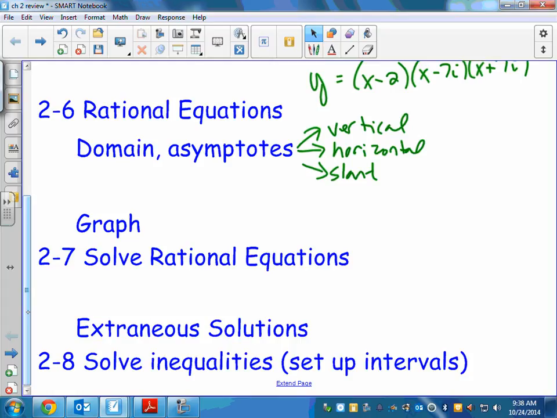Wait, can I ask a question? Yep. Domain. What did you say? When is that, like, for what? The domain is just what x can't be. So it's like everywhere but your asymptote.